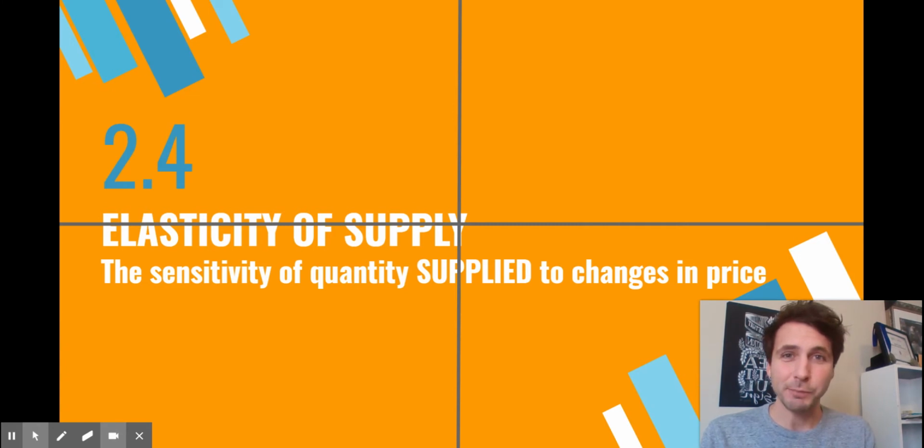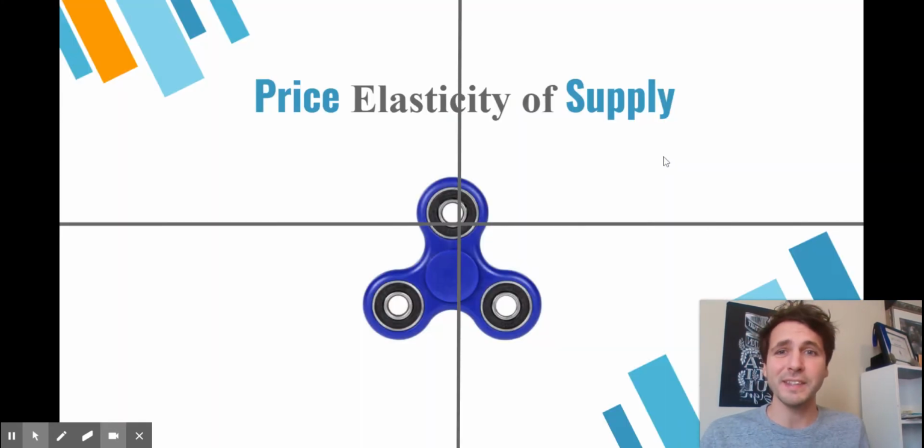That's elasticity, right? If it's highly sensitive to a change in price, or highly elastic, an increase in price will result in a dramatic increase in the quantity supplied. And if it's highly inelastic, or relatively insensitive to a change in price, then an increase in price will result in a very small increase in the quantity supplied. That's the nuts and bolts of it. Let's dig into the details.